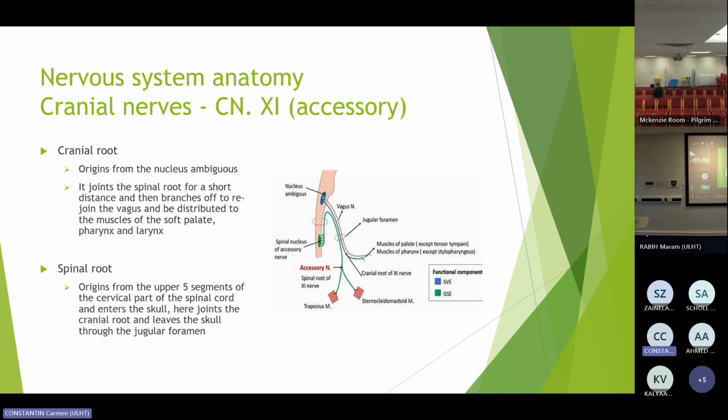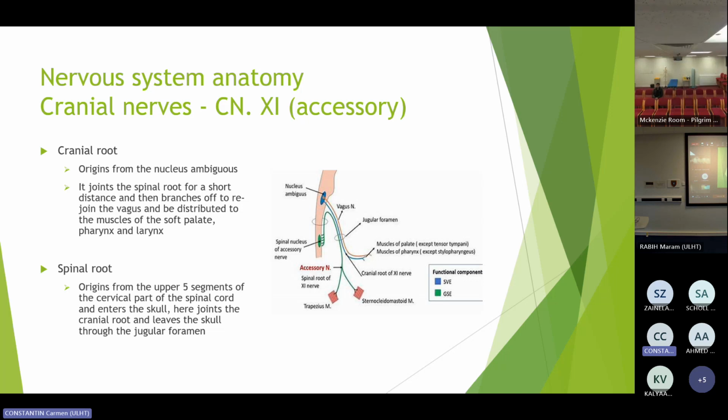The accessory nerve, the 11th, is another one which has its start point from the brainstem. We have the two parts, the cranial root and the spinal root. The cranial root joins the spinal root for a short distance, and then branches off to rejoin the vagus. It is distributed to the muscles of the soft palate, pharynx and larynx. So you can see that the 10th and the 11th cranial nerves are very much joined together.